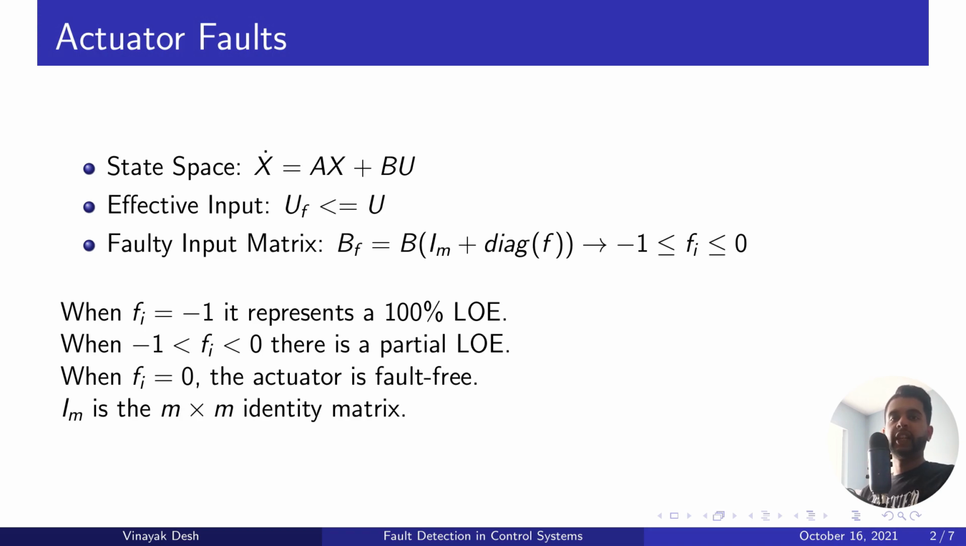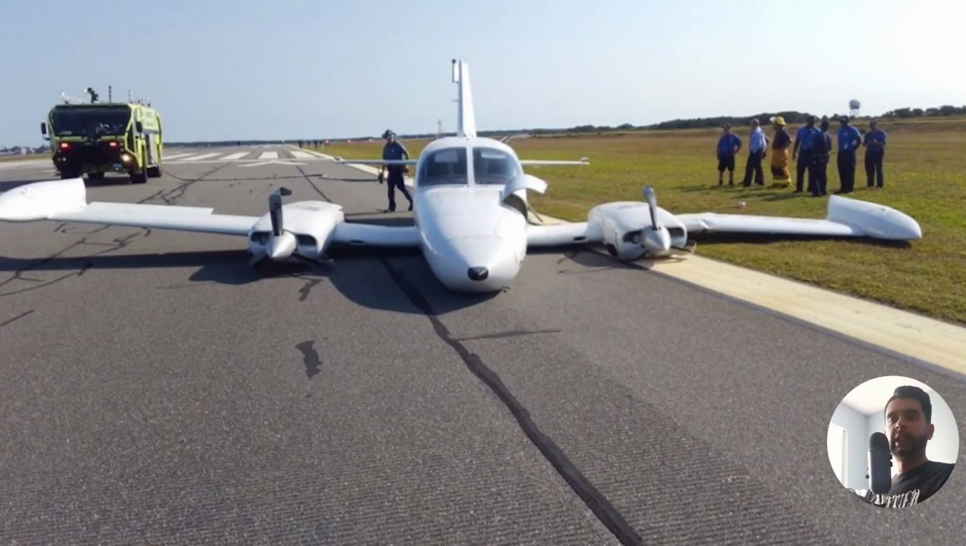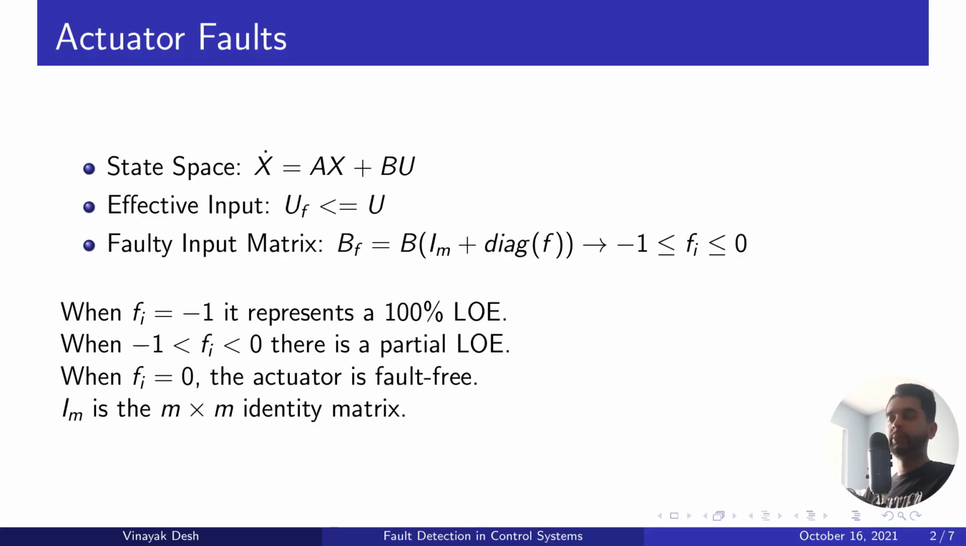So if you look at fault detection, we're going to be looking at input faults here. So actuator faults, because the inputs to any engineering device are an actuator. For example, an airplane, a car. So we have something called an effective input. This can be either less than or equal to the actual input. If it is less than, it means that you have a fault present.